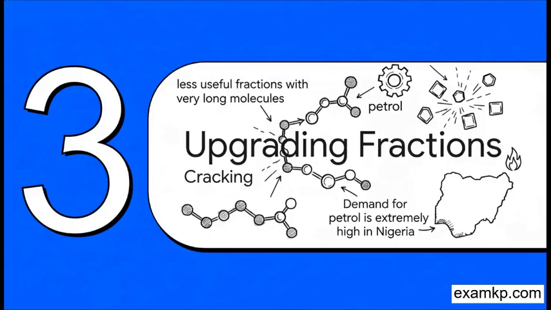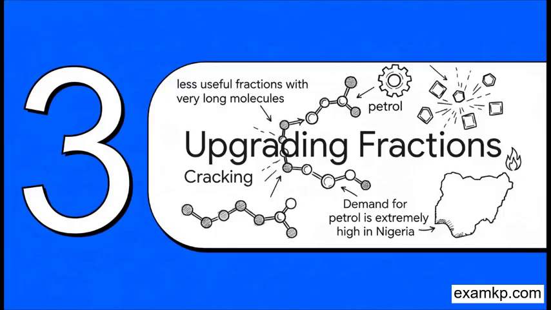Now we have a problem. Here in Nigeria and really all over the world, everybody wants petrol, right? The demand is massive, but the amount of petrol we get directly from distillation is just not enough. We end up with a lot of these other fractions with really long, heavy molecules that aren't as useful. So what do we do? Well, some brilliant chemists came up with a genius solution, a process called cracking.